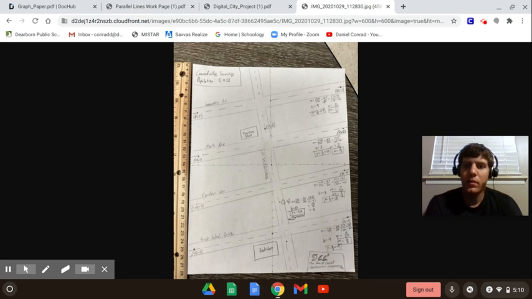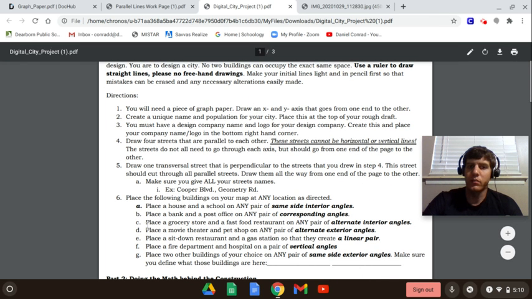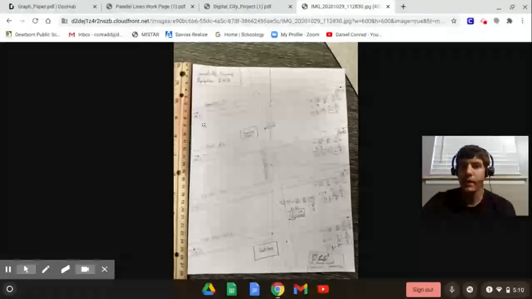Okay, I wanted to talk about placing your buildings on your parallel lines project here. The one I had placed, G here, part 6G, where it said place two other buildings of your choice at same side exterior. So I put a bookstore and a furniture store at same side exterior angles.